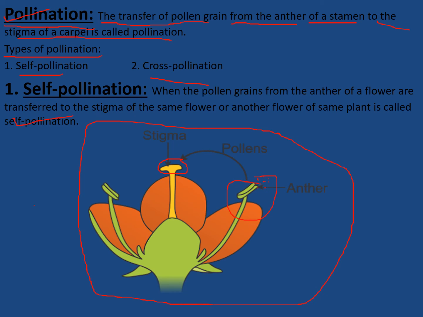If these are the branches, in another branch of the same plant there is one flower, and from this stamen, from this anther, the pollen grains are transferred to this stigma, it is also known as self-pollination. Why? Because this is done only in the same plant. If the pollination is done in the same plant, then it is known as self-pollination. Now look here, in the same flower or another flower of the same plant, this is known as self-pollination.